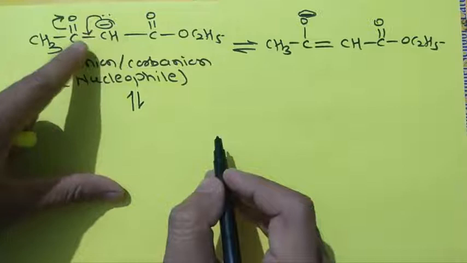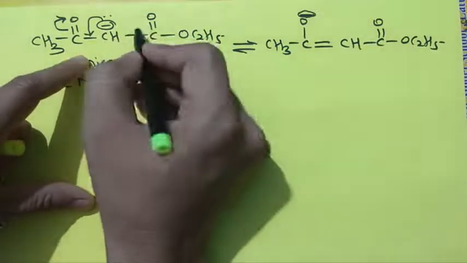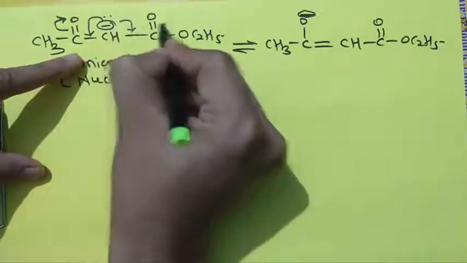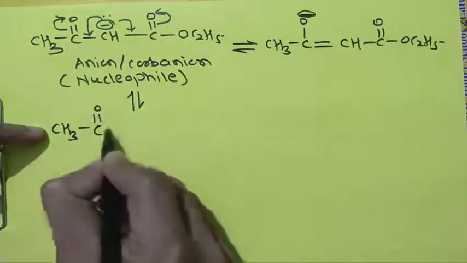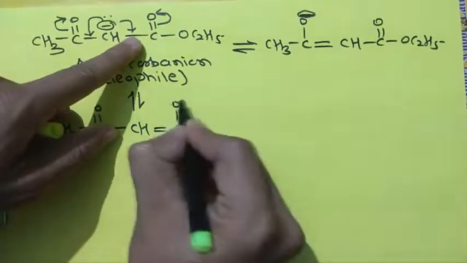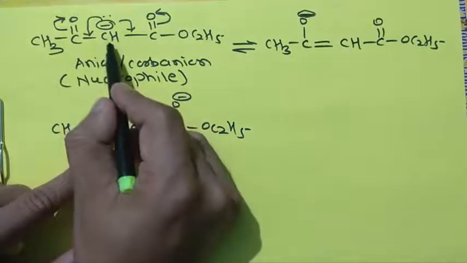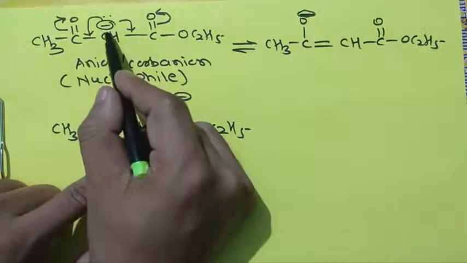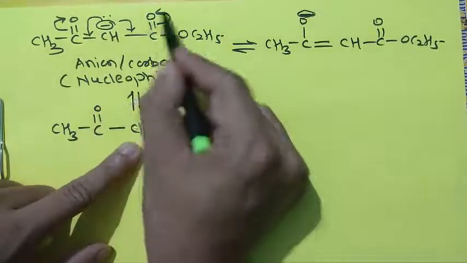Either this minus charge goes to this side, or to the left side or right side. When this negative charge comes to this side, what happens? CH3, C double bond O, CH, and this negative charge comes in this side, double bond C, O minus, O, C2H5. It means this negative charge can be stabilized by this carbonyl group also. The negative charge can be stabilized by both the carbonyl groups.